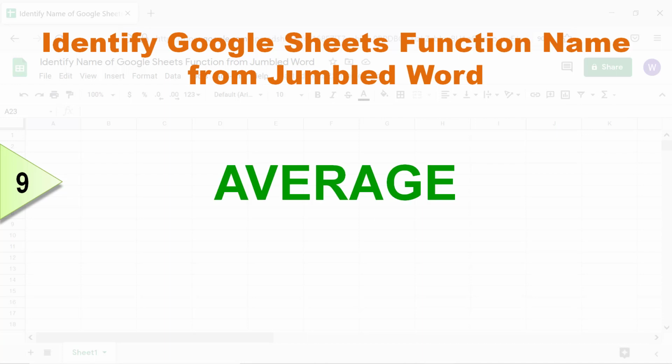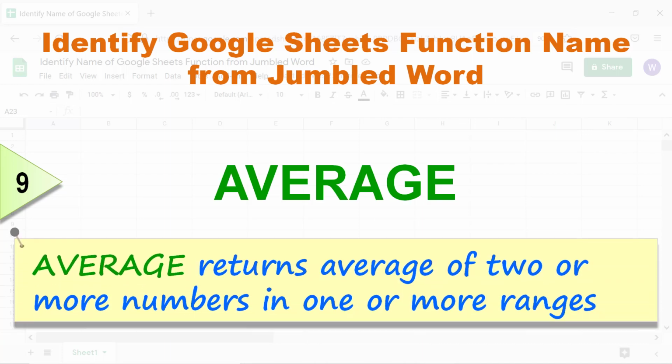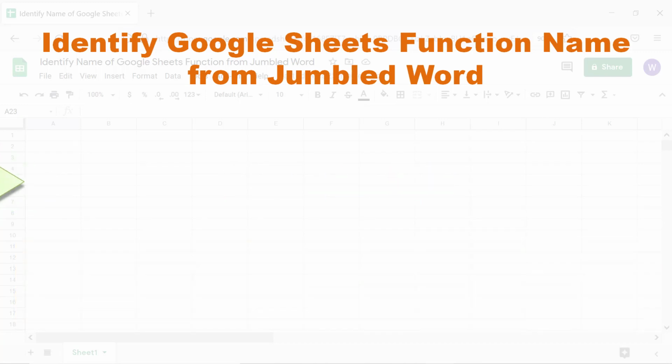Average. Average returns average of two or more numbers, in one or more ranges. 10th jumbled function name.